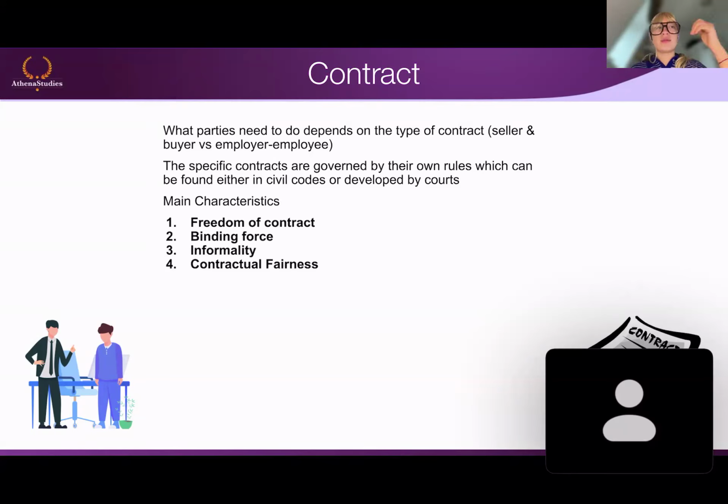An example of that would be that if you catch a taxi from Maastricht to Eindhoven, I don't think anyone ever has a form that they make the taxi driver fill out and sign at the end. It's more of a verbal thing: I catch the taxi, the driver accepts my offer, and we go to Eindhoven. So that's the informality principle.